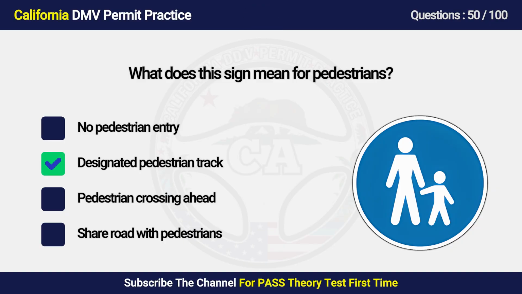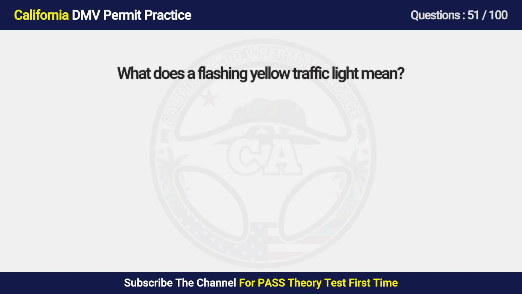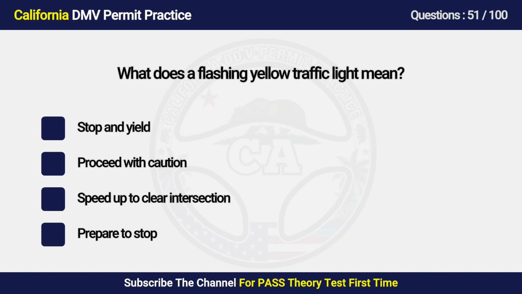Answer is B. Pedestrian track. This sign indicates a pedestrian track or walkway, meaning the area is primarily for pedestrians. Drivers should be aware of pedestrians in such areas. Question 51. What does a flashing yellow traffic light mean?